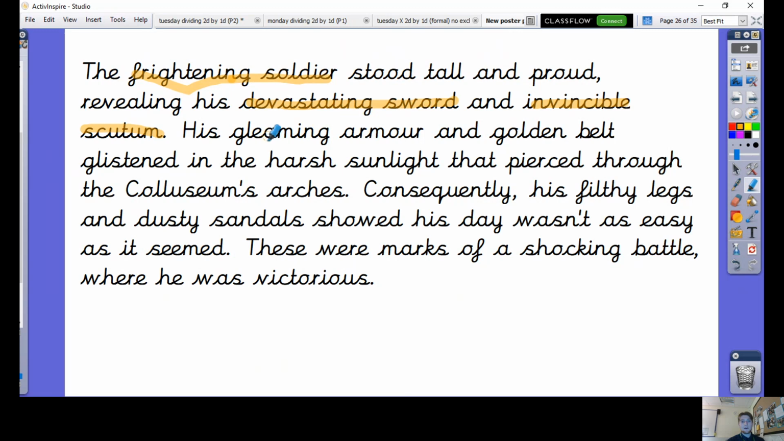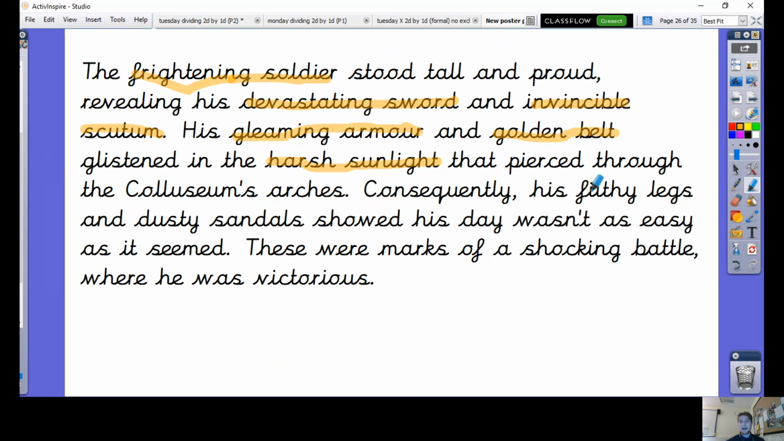His gleaming armour. That's another one. Gleaming armour. And golden belt glistened in the harsh sunlight. Oh, that's a noun phrase as well, isn't it? So we're describing what the sunlight's like, that pierced through the Colosseum's arches.